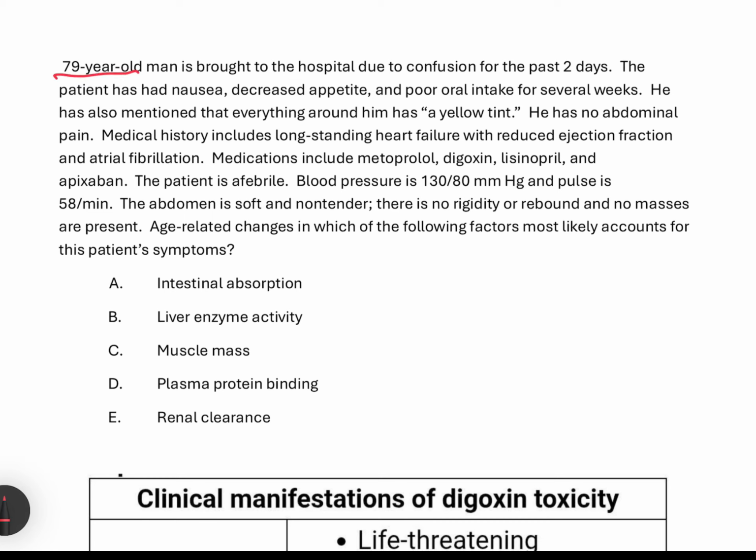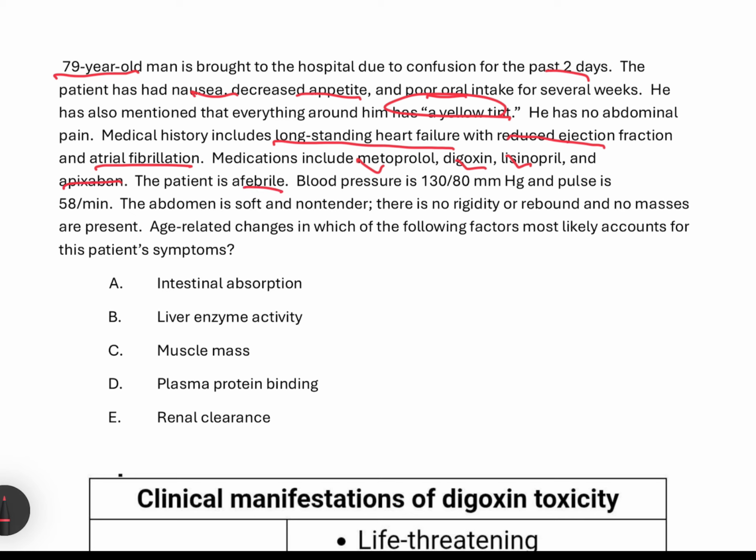A 79-year-old man is brought to the hospital due to confusion for the past 2 days. The patient has nausea, decreased appetite, and poor oral intake for several weeks. He has also mentioned that everything around him has a yellow tint. He has no abdominal pain. Medical history includes long-standing heart failure with reduced ejection fraction and atrial fibrillation. Medications include metoprolol, digoxin, lisinopril, and apixaban.